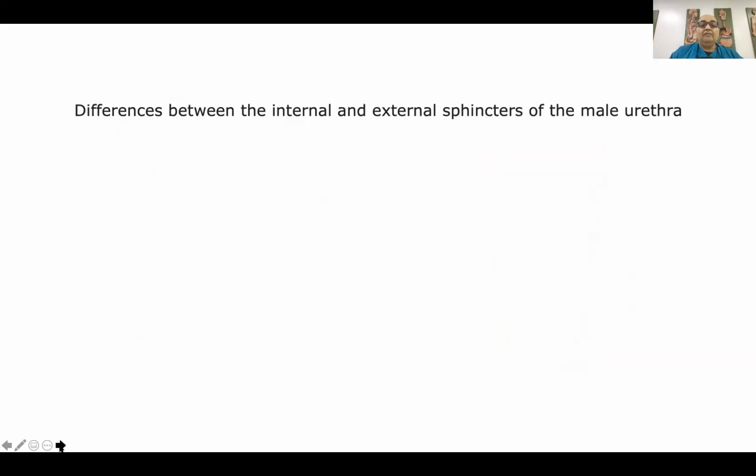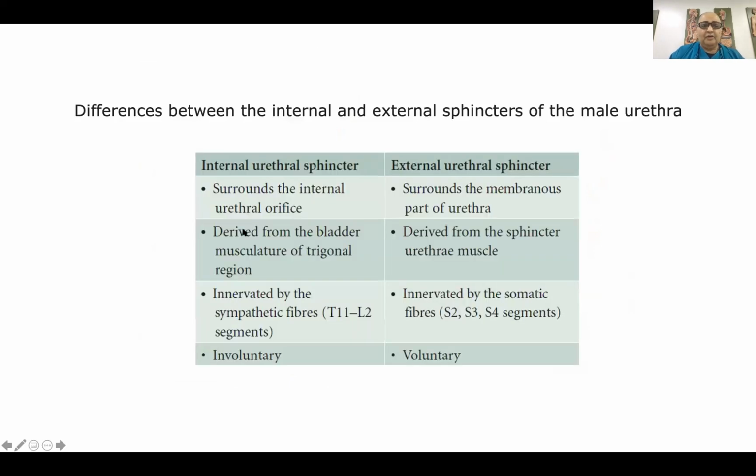Okay, guys. So now we'll be talking about what is the difference between internal and external sphincter of a male urethra. We have talked about it. Just a quick recap. The internal surrounds the internal urethral orifice. We agree to that. And the external surrounds the membranous part of the urethra. So we can see the location. Location is this part. The internal sphincter is derived from bladder musculature of the trigone region, and the external is derived from the sphincter urethrae muscle.